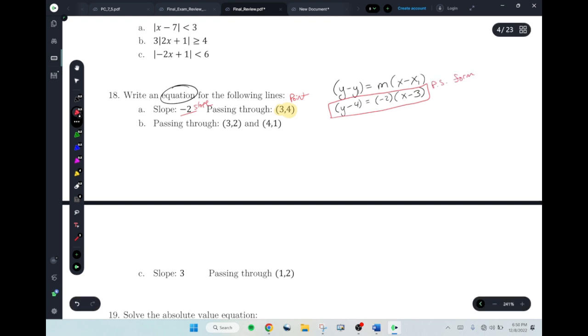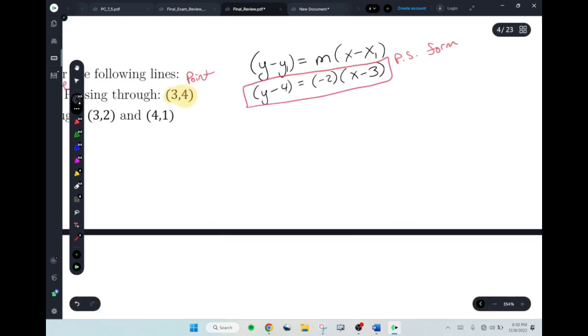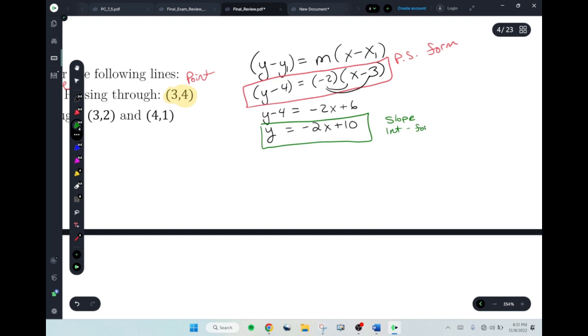But sometimes they don't ask for point slope form. What do they ask for? Slope intercept form, SI, slope intercept form. And if that's the case, then we take it, we distribute, -2x plus 6, and then we add that 4 over, and you'd get a different form, which is slope intercept form.